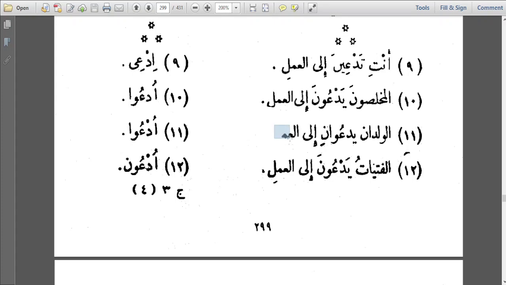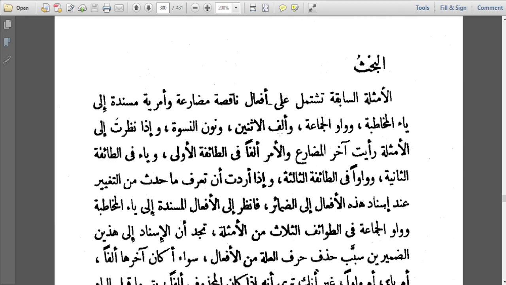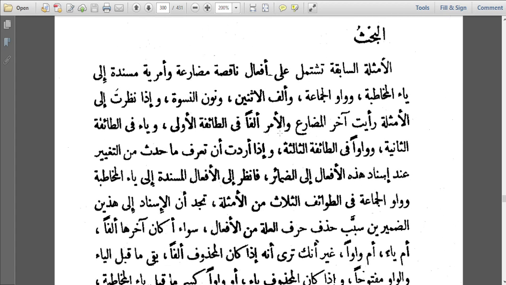Look at the amal here. The lam is not showing. The PDF has issues. These are some of the things that really give problems to those who want to read on their own. Al-fatayatu yad'una ila al-amal. The girls are calling to work. So as you know, our concern has always been the isnad, how the isnad of the fi'l and the damir raf is done.